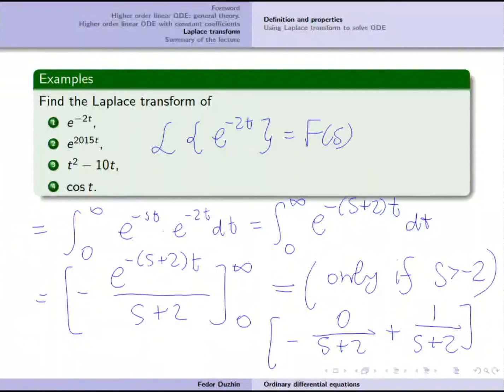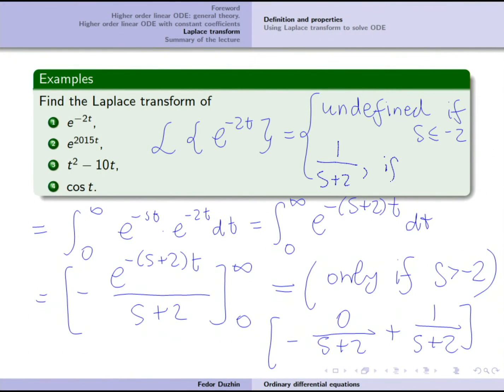So which means, let me write it here. Right, so this whole thing is going to be undefined if s is less than or equal to minus 2, and 1 over s plus 2 if s is bigger than minus 2. Yeah, that's the answer.